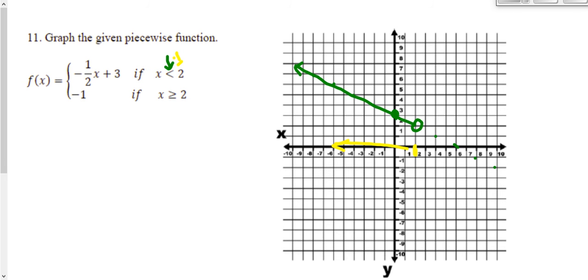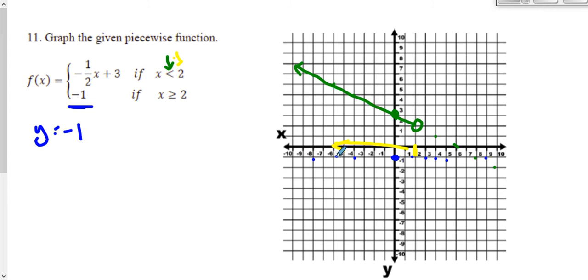Now we can graph my second part of this function, my second piece, which is the equation f of x equals negative 1. Remember, f of x just means y, so this is y equals negative 1. So y equals negative 1 right here, but this equation tells me that I don't care what my x values are, my y value is always going to be negative 1. So if I'm all the way over here on my graph, y is going to be negative 1. If I'm all the way over here on the right, y is going to be negative 1. And if I start connecting all these negative ones, I can see that this graph is going to be a horizontal line.